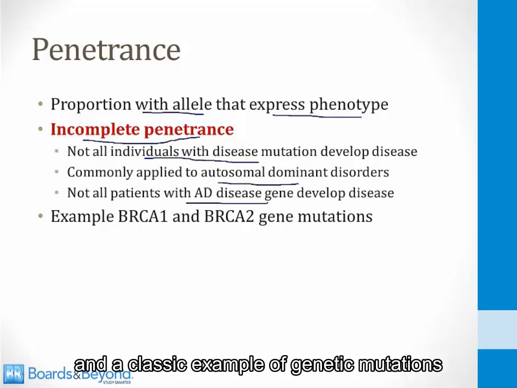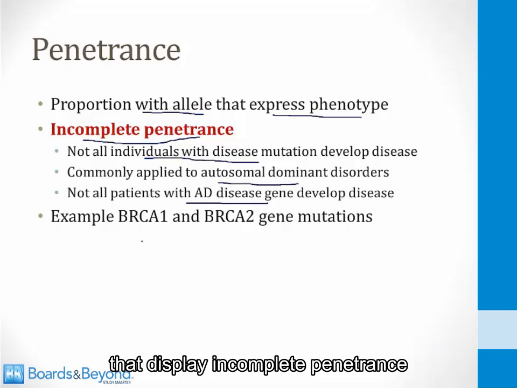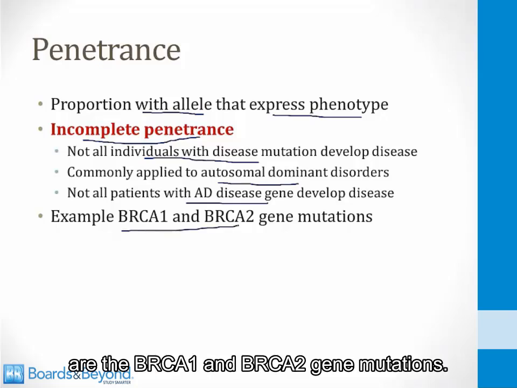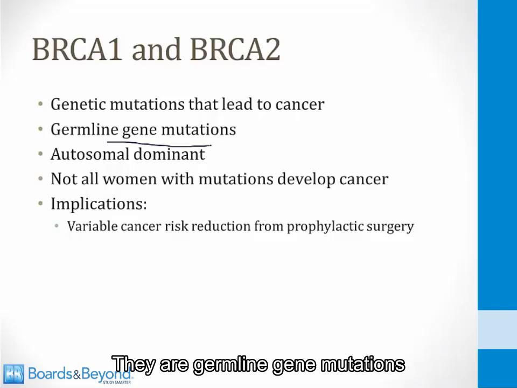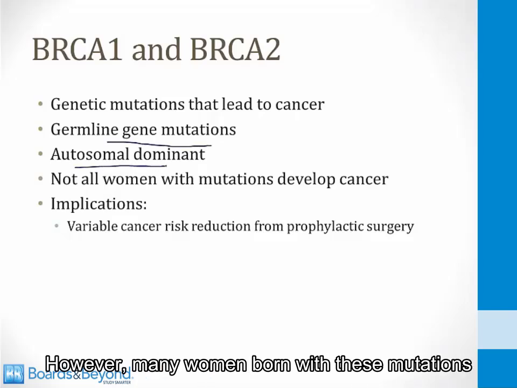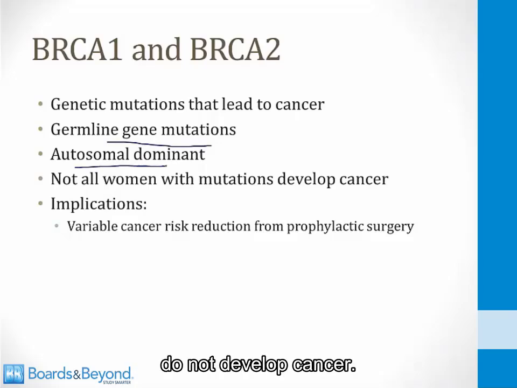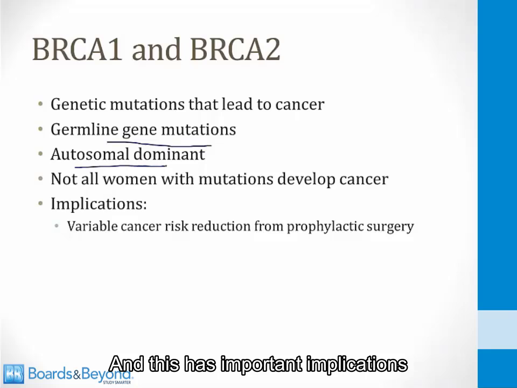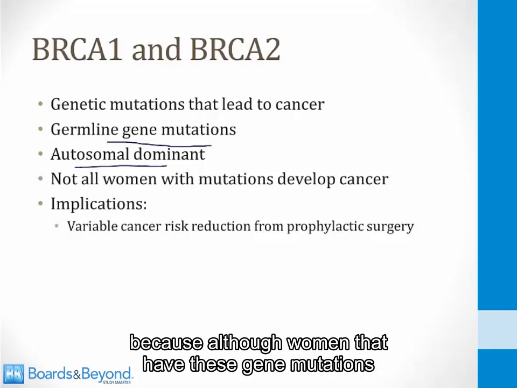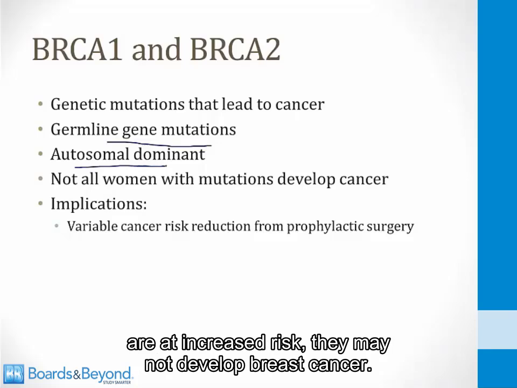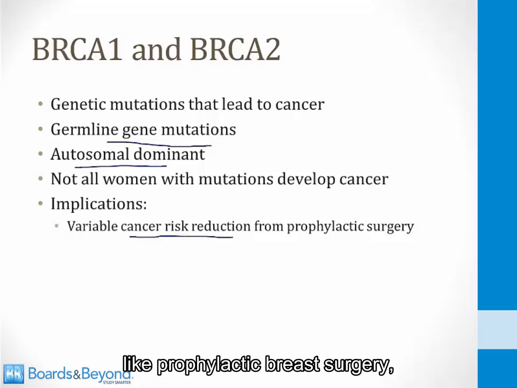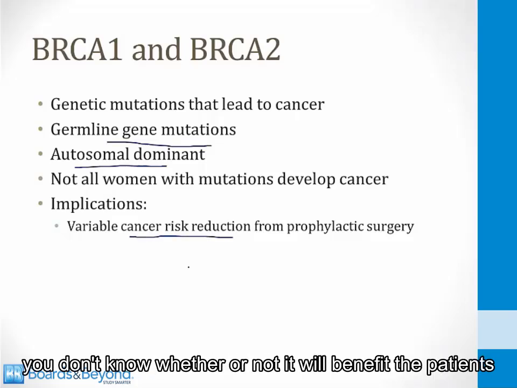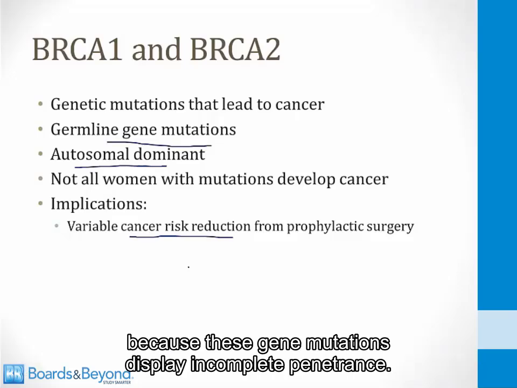And a classic example of genetic mutations that display incomplete penetrance are the BRCA1 and BRCA2 gene mutations. BRCA1 and BRCA2 are genetic mutations that lead to breast cancer. They are germline gene mutations and they are autosomal dominant. However, many women born with these mutations do not develop cancer, and this has important implications because although women that have these gene mutations are at increased risk, they may not develop breast cancer, and therefore if you are going to apply a cancer risk reduction strategy like prophylactic breast surgery, you don't know whether or not it'll benefit the patient since they may not develop cancer because these gene mutations display incomplete penetrance.